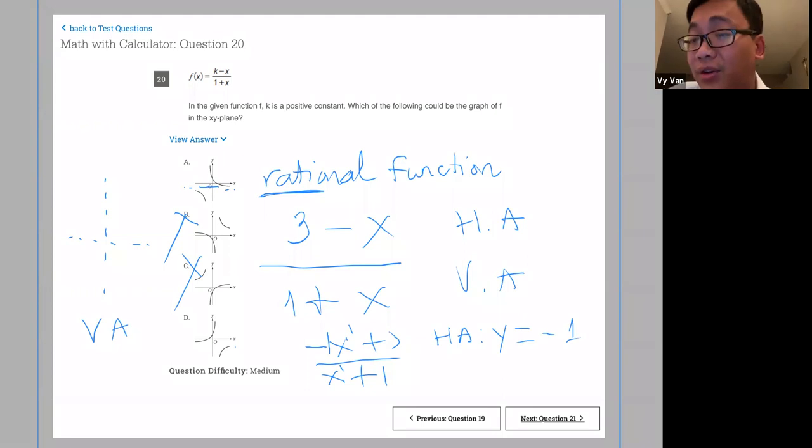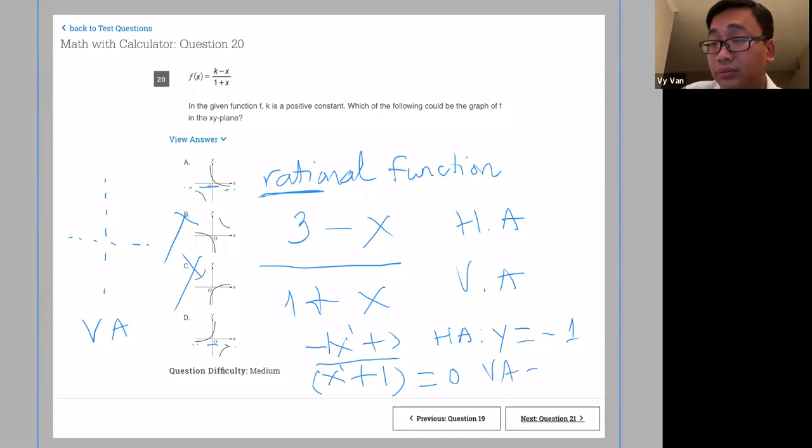Now let's find the vertical asymptote. The vertical asymptote is the restriction on x. So we set the denominator equal to 0. And you know that. So here, x equals negative 1 as well. So x equals negative 1. Which one says that? This one. So the answer has to be A. But you can also verify with your calculator.